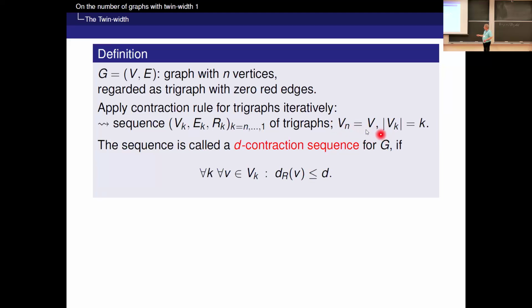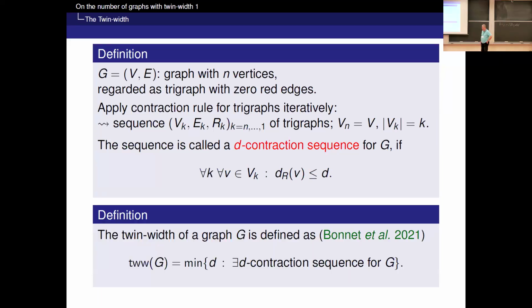So we start with the full vertex set, and go from n down to 1. The kth vertex set has only k vertices, because in every step 2 vertices are merged. And this sequence is called a decontraction sequence if for all those trigraphs, no single vertex has more than d red edges incident to it. The twin width of a graph is defined as the minimal d that is possible for a decontraction sequence of the graph.